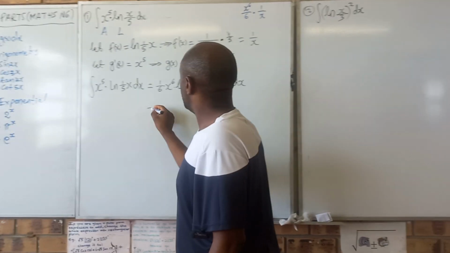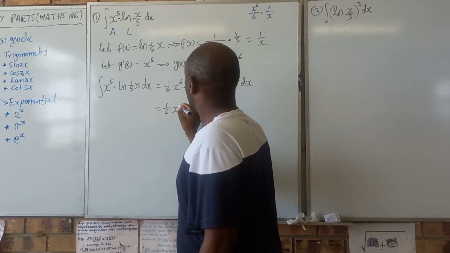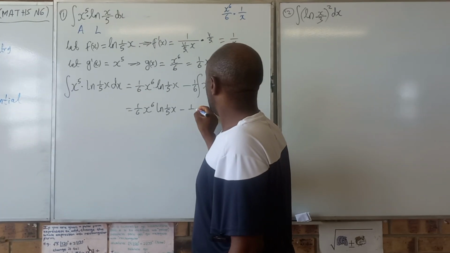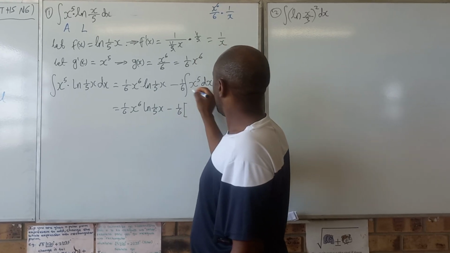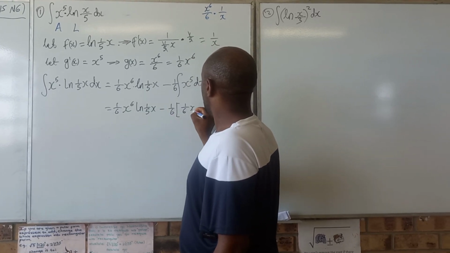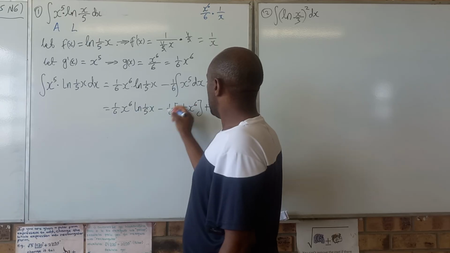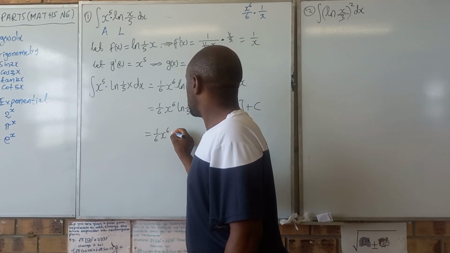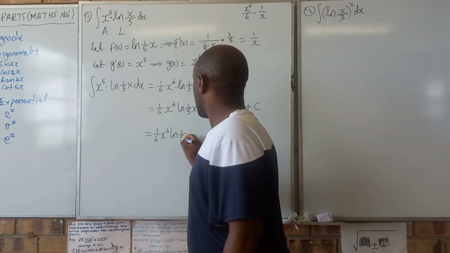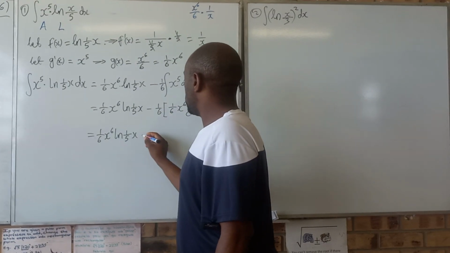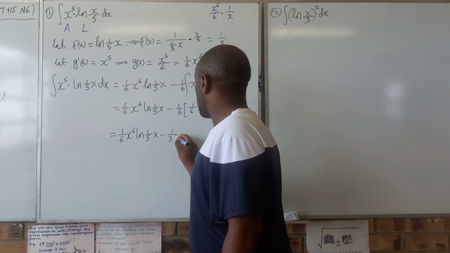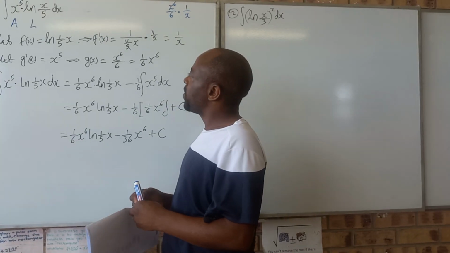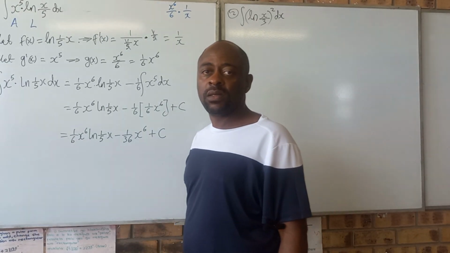So if I integrate this, I'll get 1 over 6, x to the power 6, the ln of 1 over 5x minus 1 over 6 into, when you integrate this, you get 1 over 6, x to the power 6 again, plus c. So if you now simplify that, you will get your 1 over 6, x to the power 6, the ln of 1 over 5x, then multiplying out this gives us negative 1 on 36, x to the power 6 plus c. So that's how simple it is to do that.